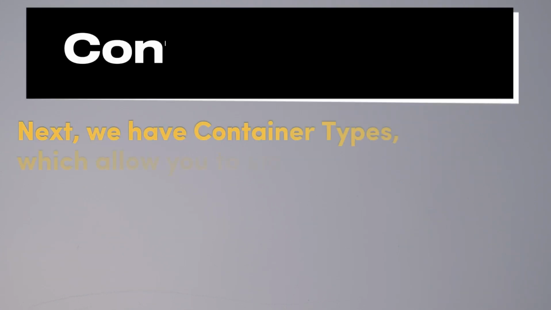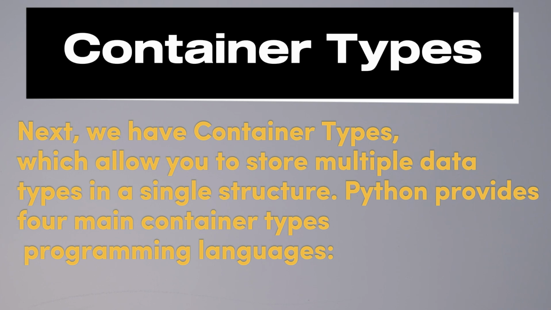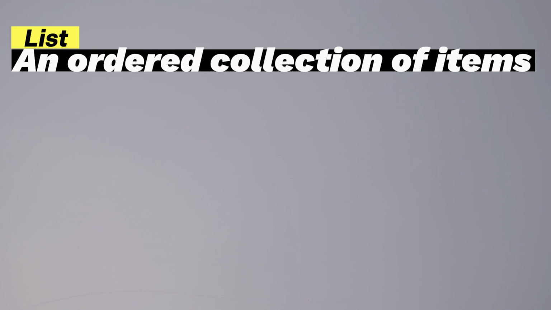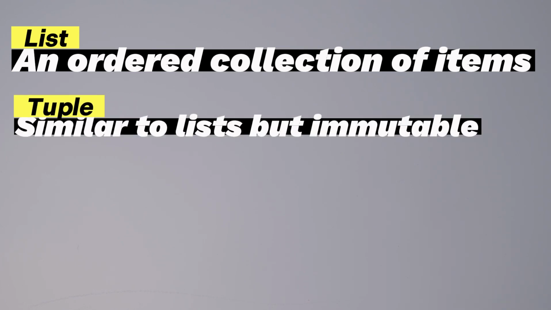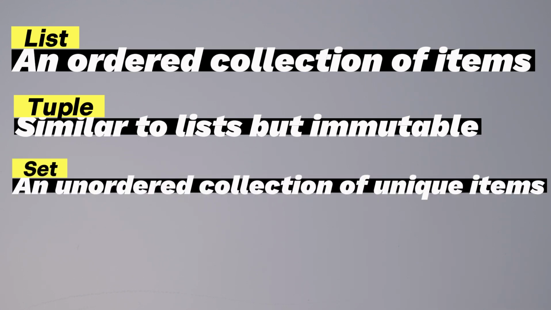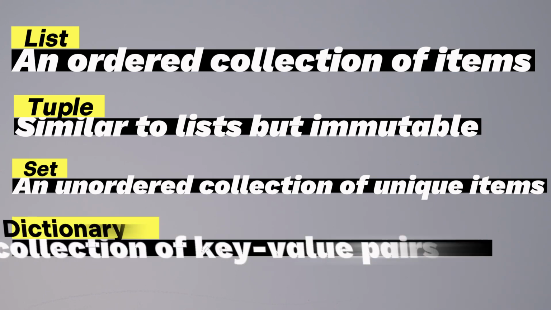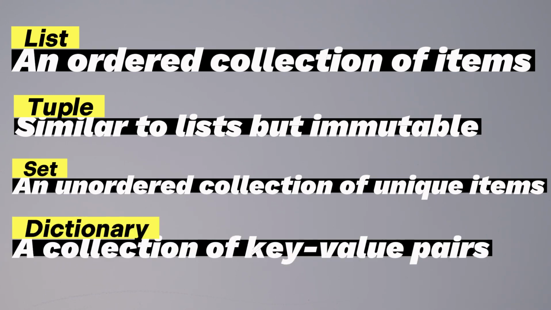Container types. Next we have container types, which allow you to store multiple data types in a single structure. Python provides 4 container types: list, an ordered collection of items; tuple, similar to lists but immutable; set, an unordered collection of unique items; dictionary, a collection of key value pairs.